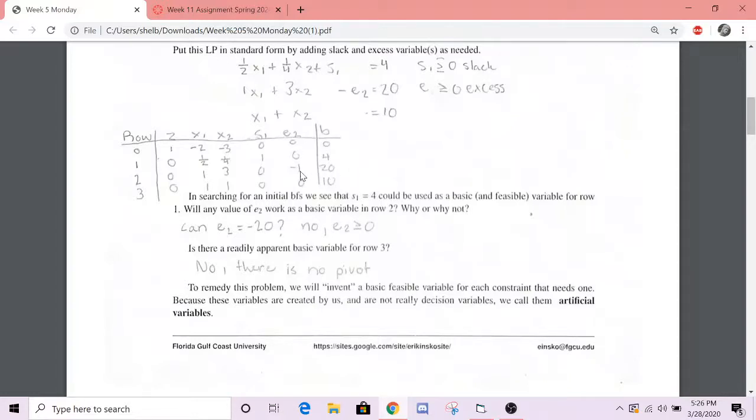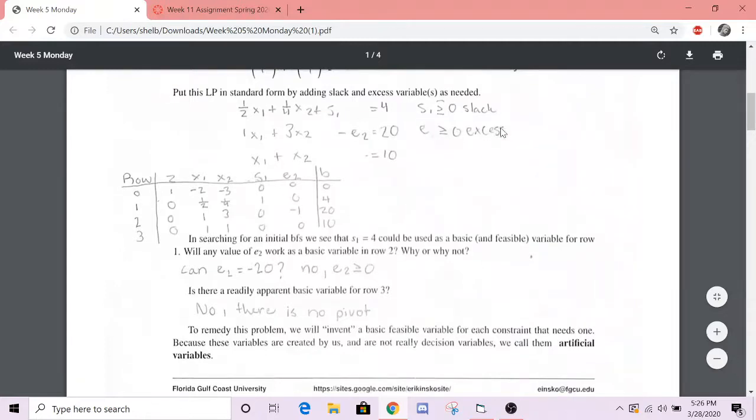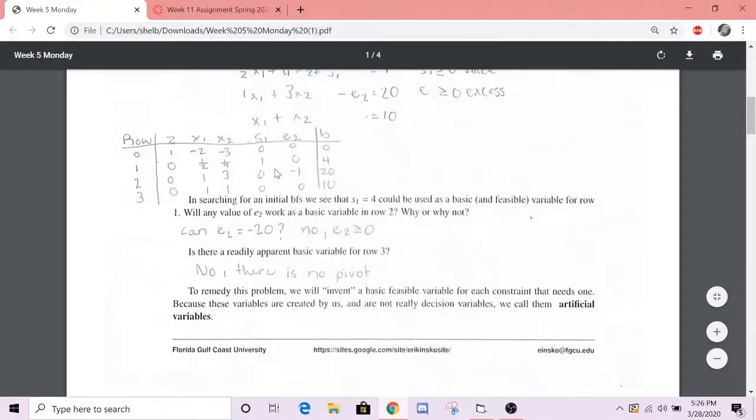So if we have -1 equal to 20, if we make this a pivot row, this turns into a 1, so we multiply the whole row by -1, and we're left with E2 is equal to -20. But we know from up here that our E2 must be greater than or equal to 0. So that's why we can't necessarily have this kind of row in there already.